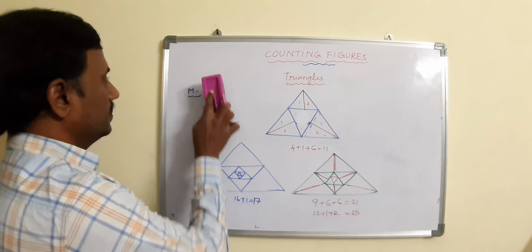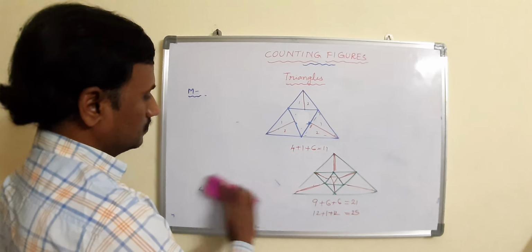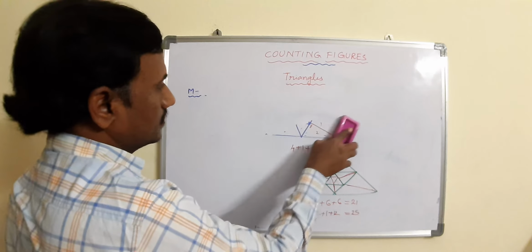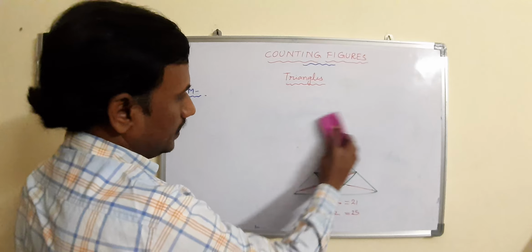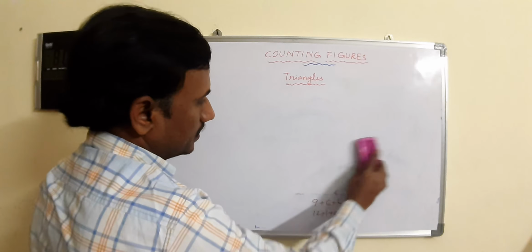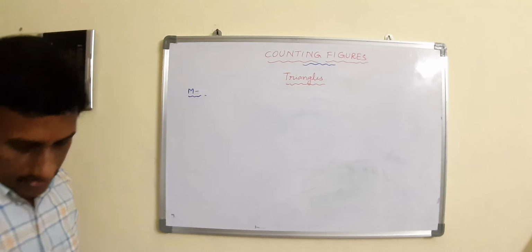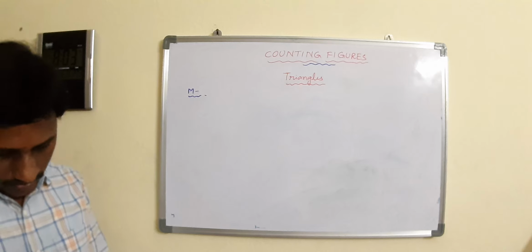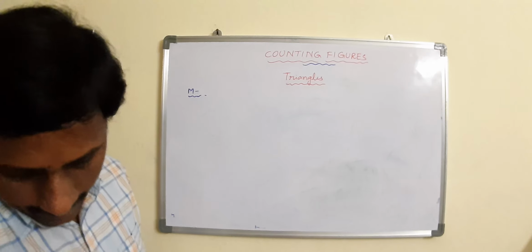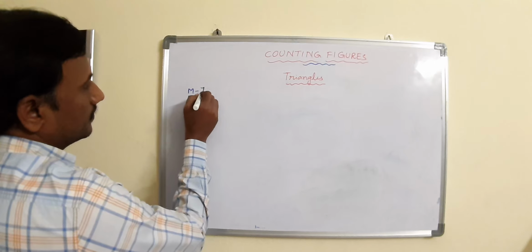Now we'll see the next model. These are the models. They will give one triangle and make the triangle into some partitions, and they will ask how many triangles. That means in the triangle shape we are counting how many triangles there are. And one more, last but not least. Listen carefully. The 7th one.